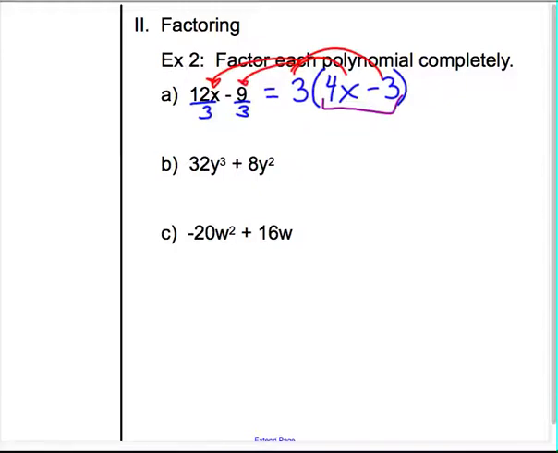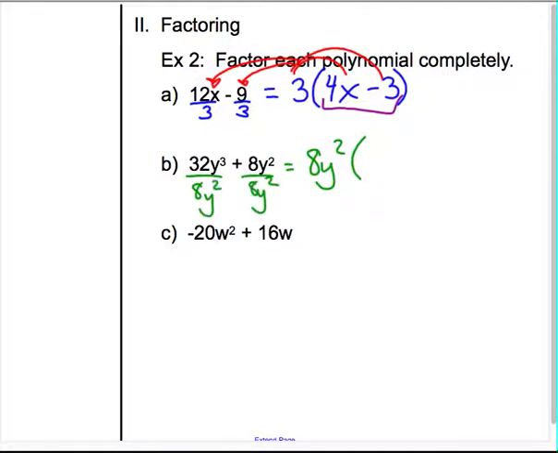So they are equivalent. Next example, I'm going to look for the GCF of 32 and 8 goes into both of those. Then I'm going to look for the GCF of my variables, and I've got y cubed and y squared. So the smaller of the two powers is the squared. So I'm going to divide each term by 8y squared.